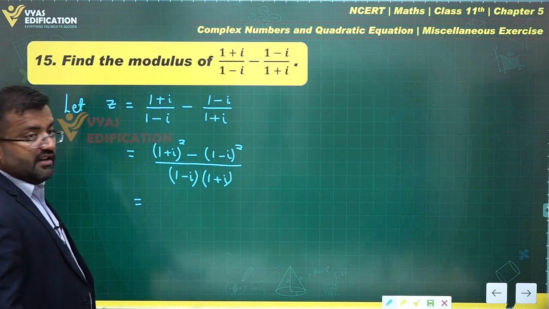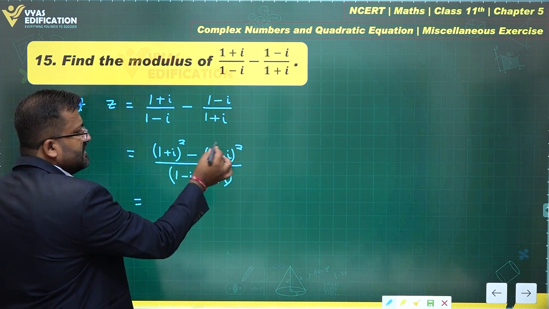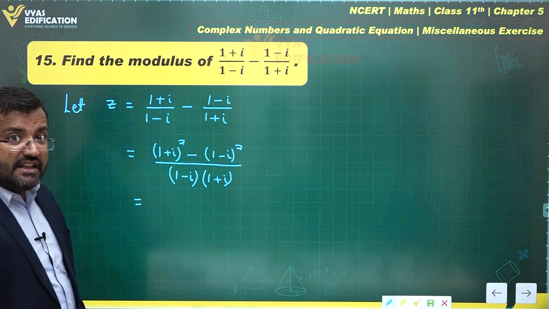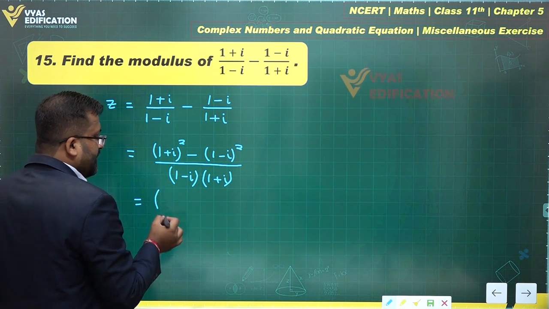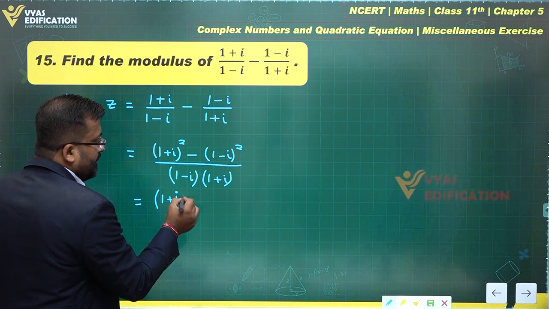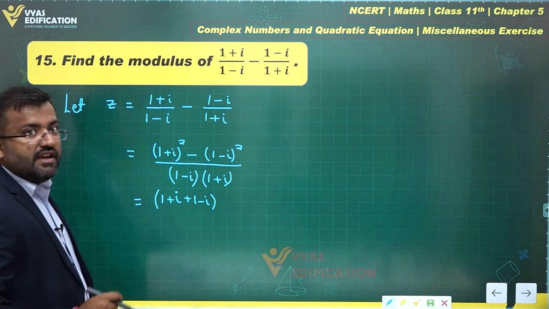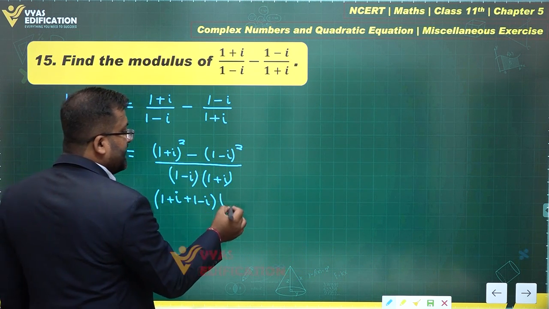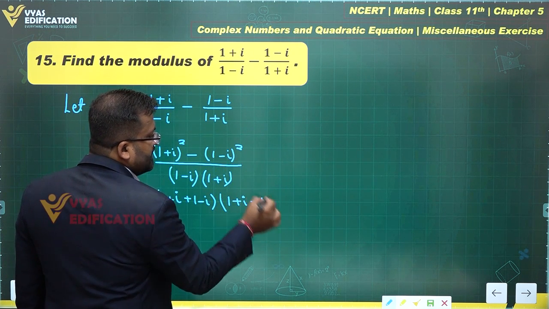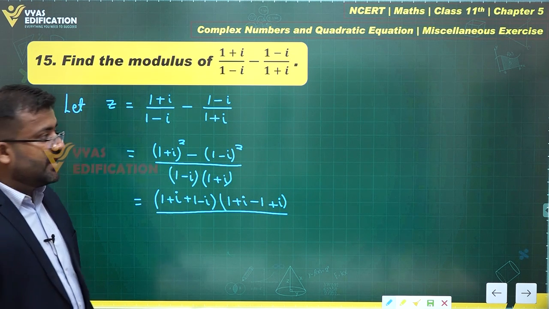Next, what do we get? This (1 plus i) square minus (1 minus i) square is actually a square minus b square. Can you observe that? Yes. So a square minus b square can be written as (a plus b), which is 1 plus i plus 1 minus i. There's another bracket which says (a minus b), that is 1 plus i minus this minus 1, and minus of minus becomes plus i over here. This is what I'll be getting.